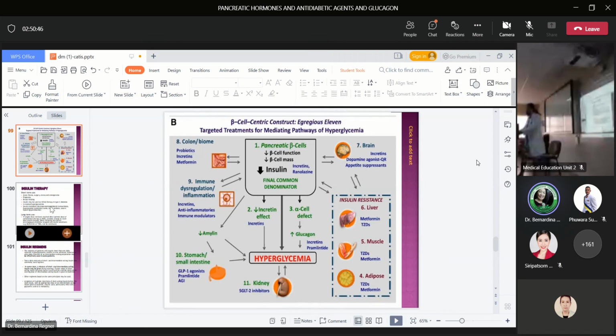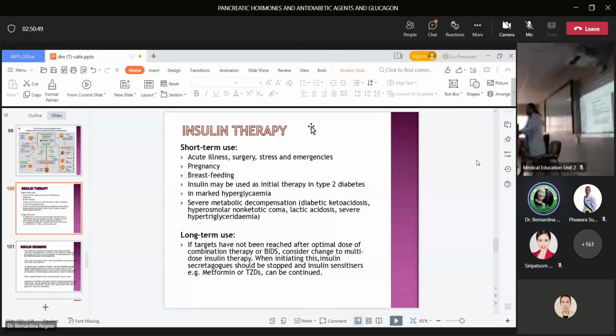Okay, so let's go to insulin therapy. For short-term use, you can use this in acute illness, surgery, stress, and emergencies. In pregnancy and breastfeeding, insulin may be used as initial therapy in type 2 diabetes, and in severe metabolic decompensation such as diabetic ketoacidosis, hyperosmolar non-ketotic coma, lactic acidosis, and severe hypertriglyceridemia. Then for long-term use, if targets have not been reached after optimal use of combination therapy, consider changing to multi-dose insulin therapy.